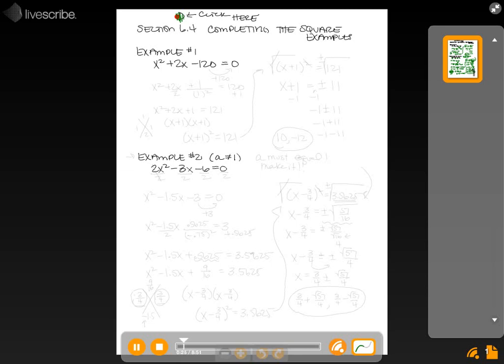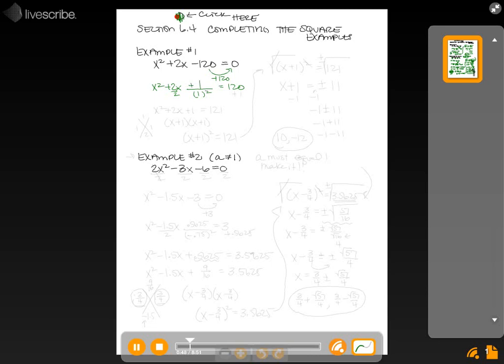Now remember, we need to have a blank, and this needs to get moved to the other side, so we're going to add 120 to both sides. So x squared plus 2x blank equals 120. Now it looks like one of the problems we've solved before. We cut this middle one in half. 2 divided by 2 is 1. And we square that, and it fills in our blank here.